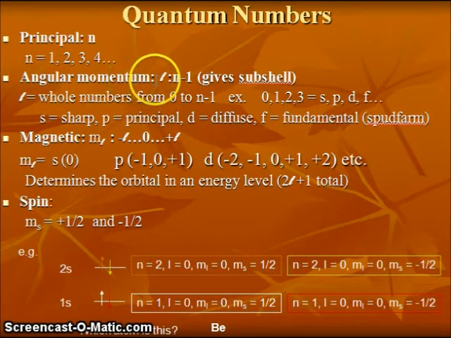Angular momentum, the symbol here is L. This is going to be calculated by n minus 1. This is giving us the subshell that an electron is located in. So if we think about this, if we have energy level 1, the angular number, the only thing that's possible is 0, which means that there's only one subshell in the first energy level, and that would be an S subshell. If we have the second energy level, now we have angular numbers going from 0 to whatever n minus 1 is. So we have 0 and 1.